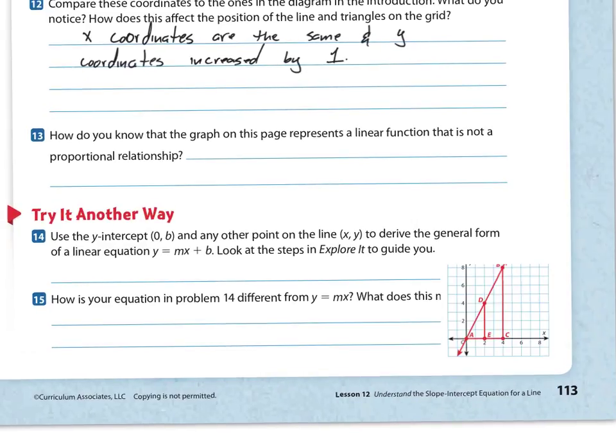Renicia, read 13 for us, please. How do you know that the graph on this page represents a linear function that is not a proportional relationship? Sendejas. It has a constant unit rate, but it doesn't go through the origin.